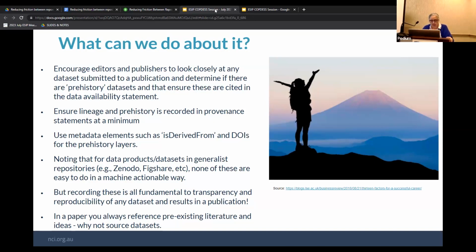It's impossible. But recording these is all fundamental to transparency and reproducibility of any data sets and results in a publication. In a publication, you always reference pre-existing literature and ideas. Why aren't we doing this for data sets in a way that they can be picked up for citation? End of my story.